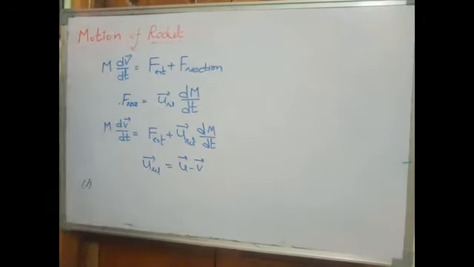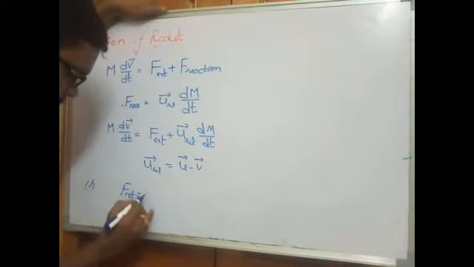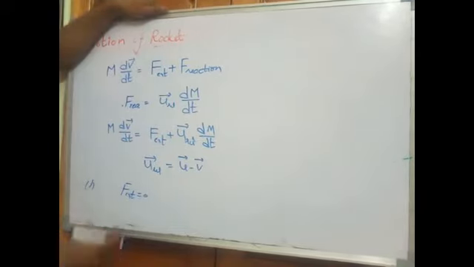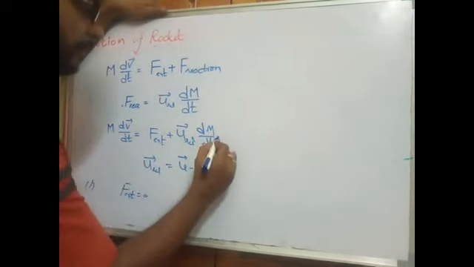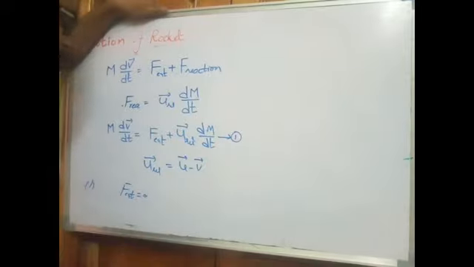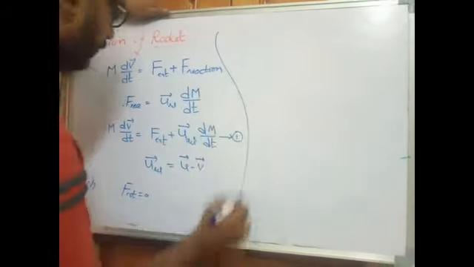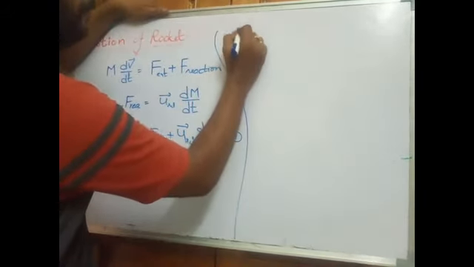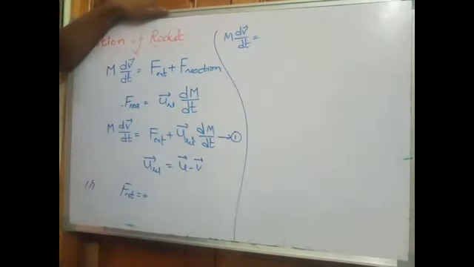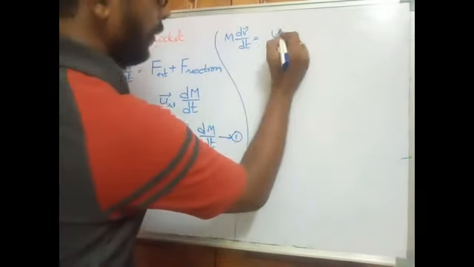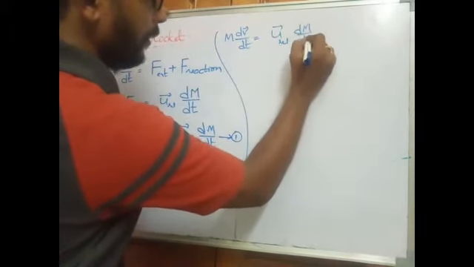So in that case, we take F external equal to 0. Substitute F external equal to 0 in this equation, which we take as equation number 1. So what we get is m into d v bar by dt equal to u relative into the rate of change of mass, dm by dt.